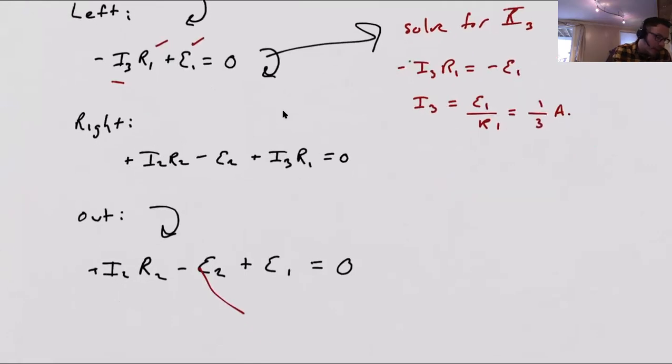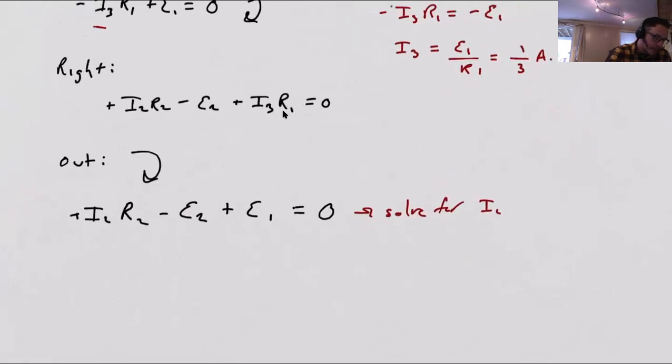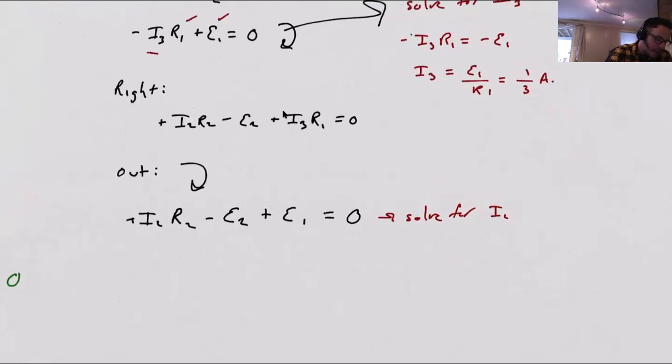The only unknown there is I2. So we can solve that for I2. Okay, solving that for I2, another way of saying that is I2 R2 is equal to E2 minus E1. I brought the E2 and the E1 to the other side. So I2 is E2 minus E1, whole thing over R2.